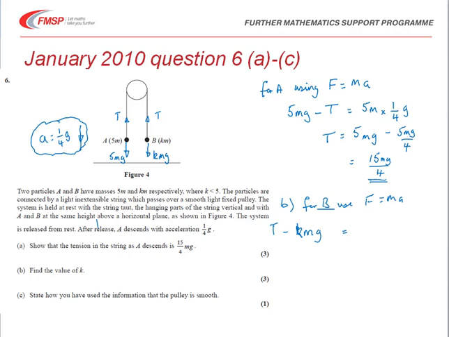So we have then mass, which is km multiplied by 1/4 g. T, if we rearrange that, becomes 5/4 kmg.